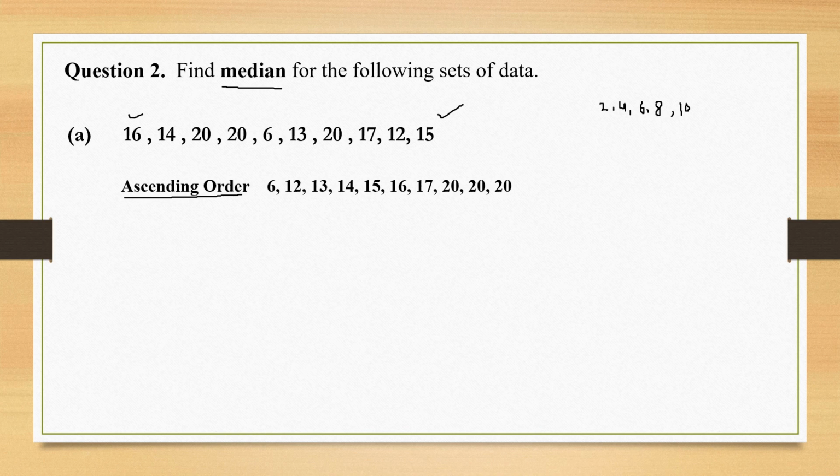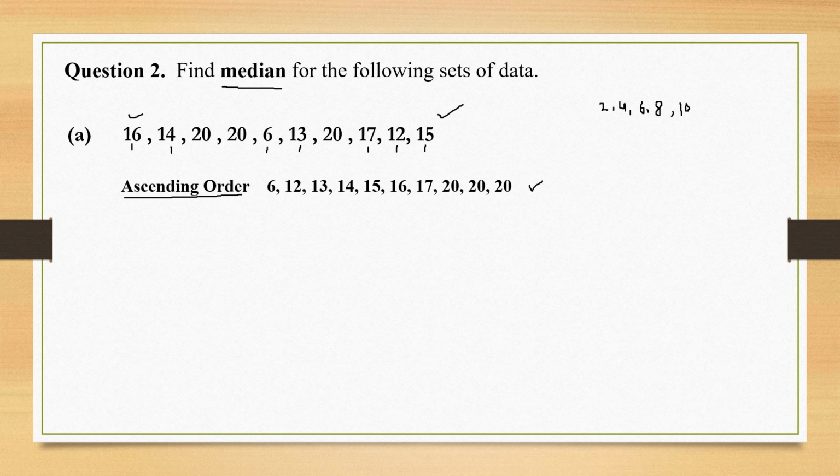So first the lowest number is 6, then 12, then 13, then 14, then 15, and then 16. Here we have 16, then 17, and then 20 20 20. Count it again, do we have 10 or not? 1 2 3 4 5 6 7 8 9 10. So we have 10 numbers.